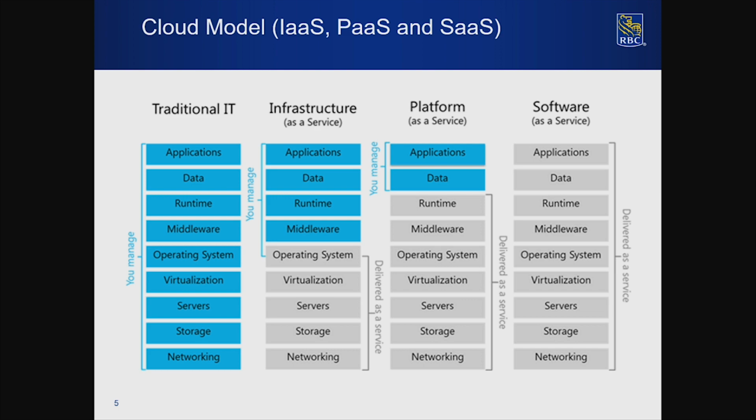The last cloud model is the SaaS model, or software as a service. With this model, you manage nothing. You purchase only a subscription to the service. For example, I think you use this model every day, because this is the model when you use GoToMeeting, when you use Dropbox, when you use Google Drive. It's a SaaS model.